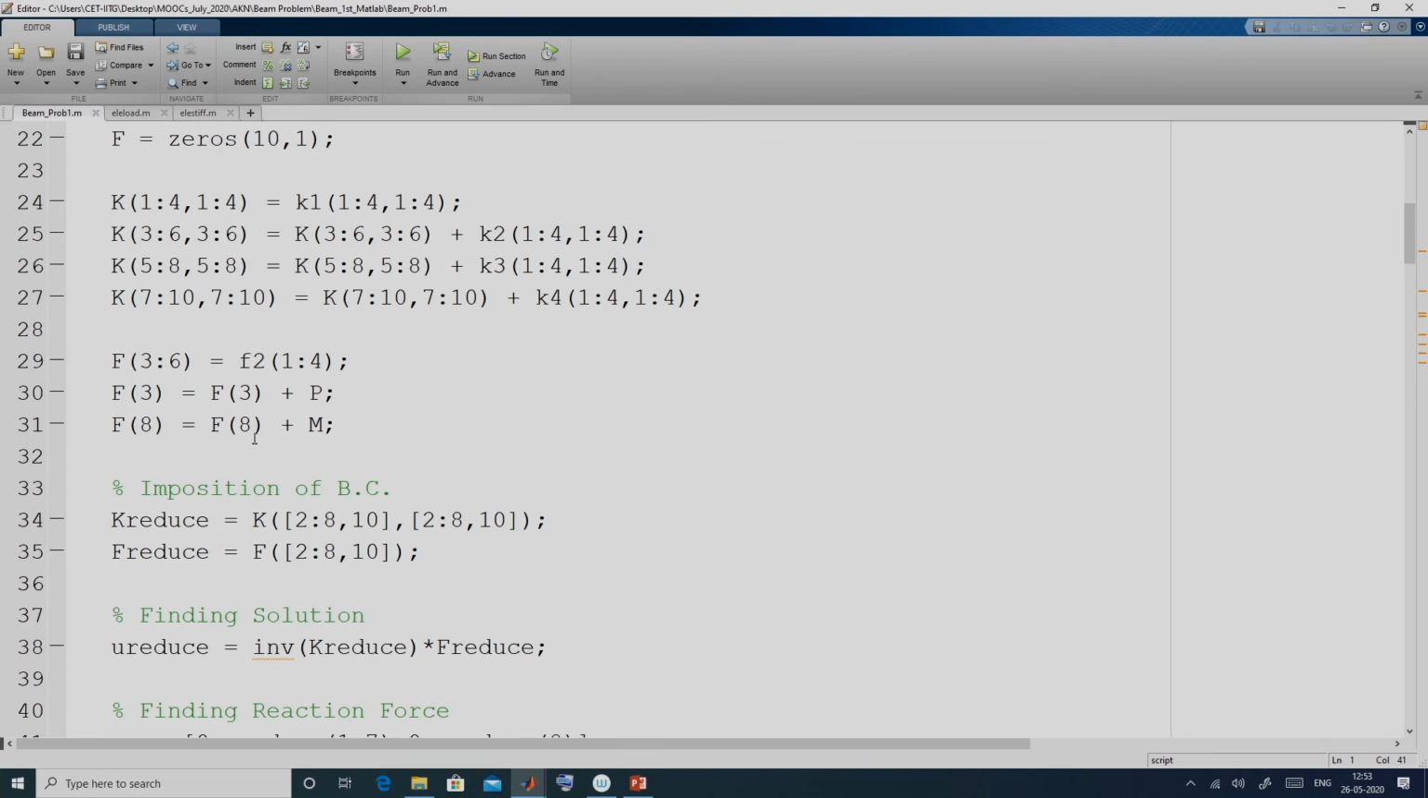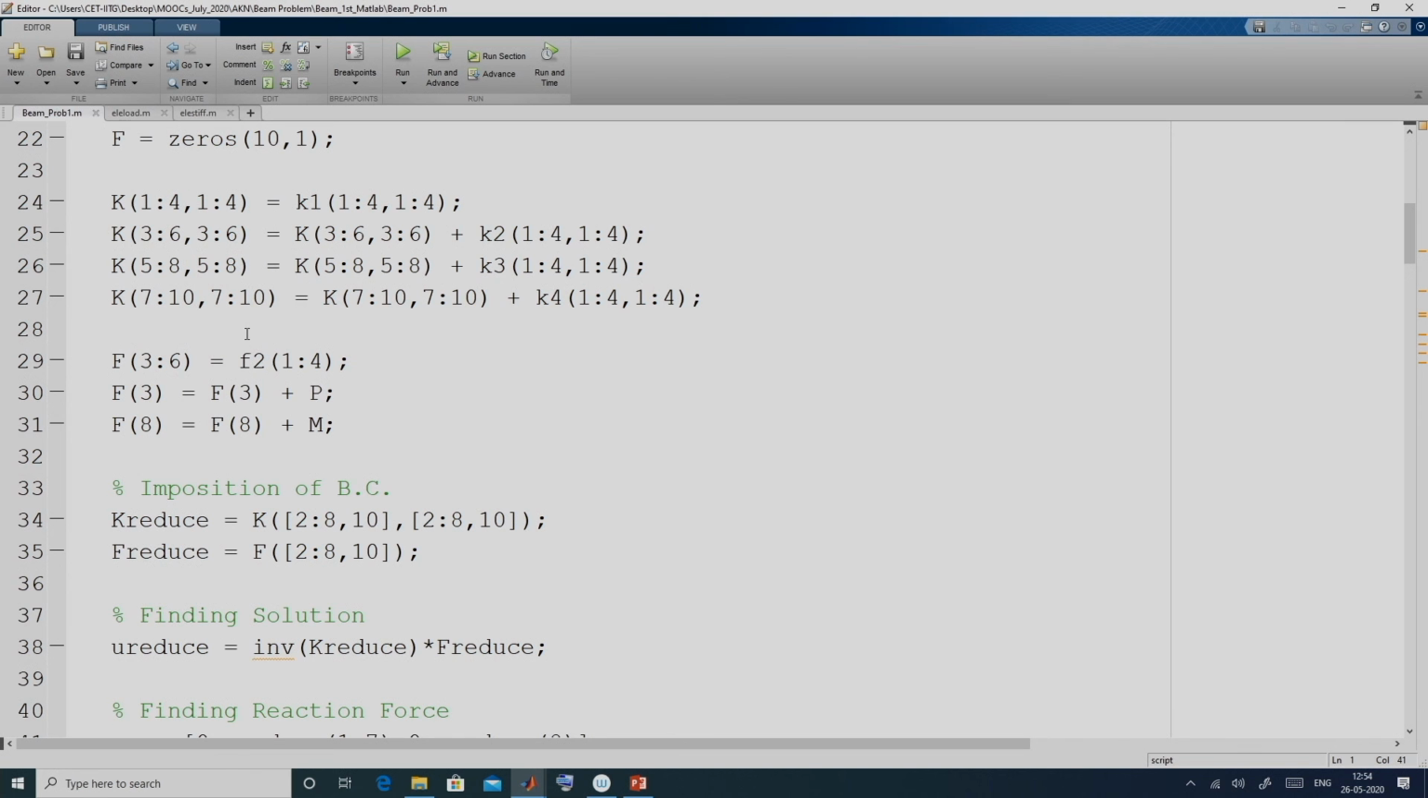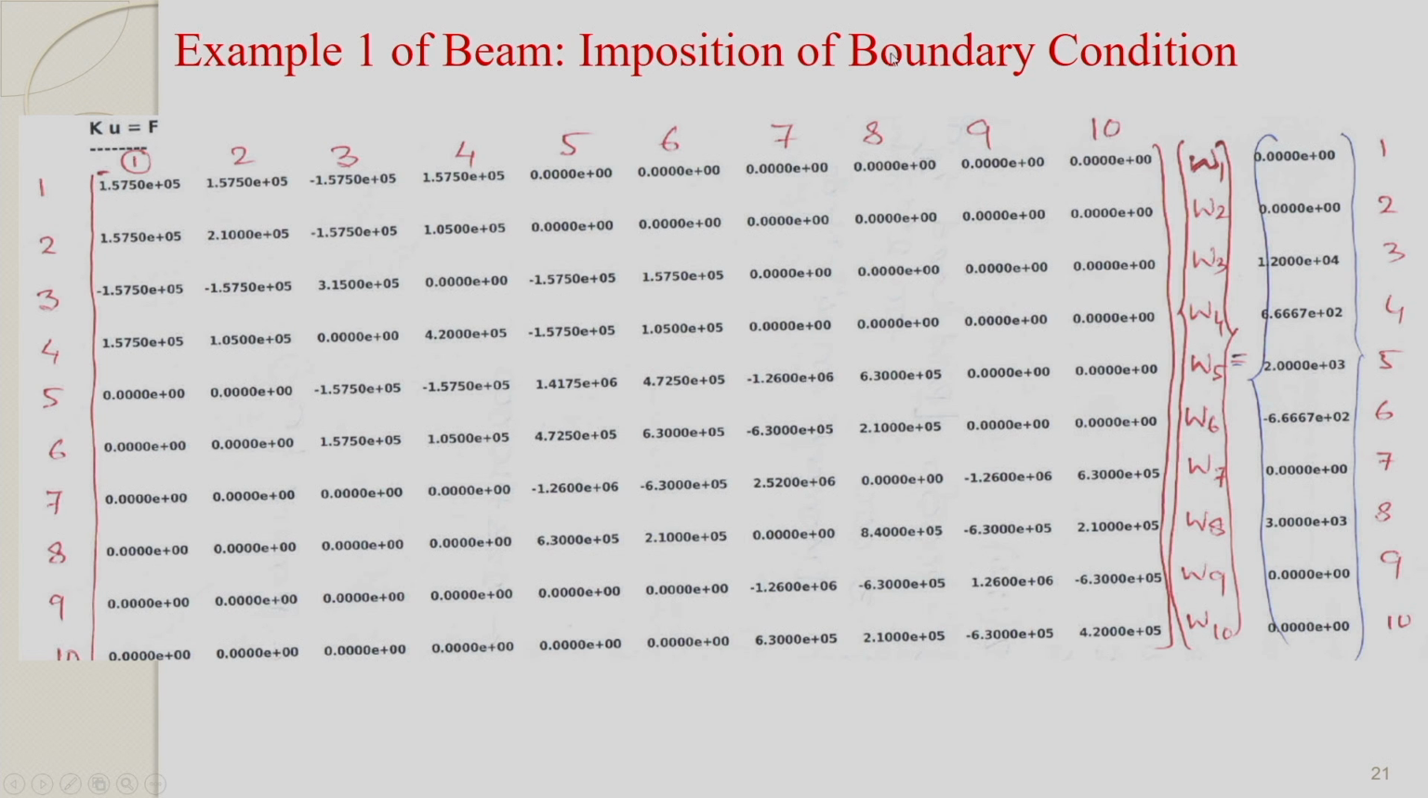and 8th degree of freedom, that is rotation degree of freedom corresponding to node 4, where point moment M is applied, which is 3000 Newton meter. And always be consistent with the unit. Throughout my lectures I am using SI unit. So, both P and M should be in SI unit. Thus, the global load vector is formed. So, this is your global equation.